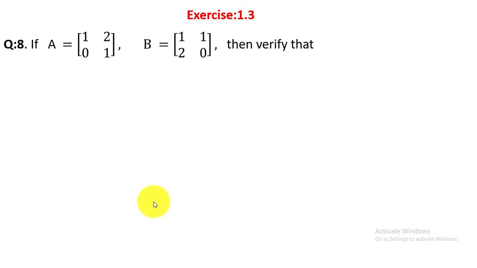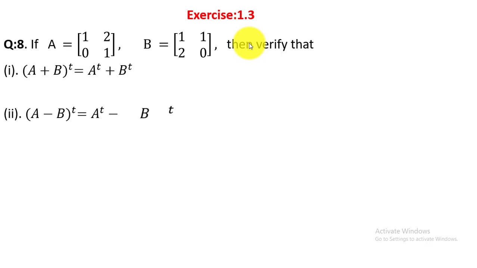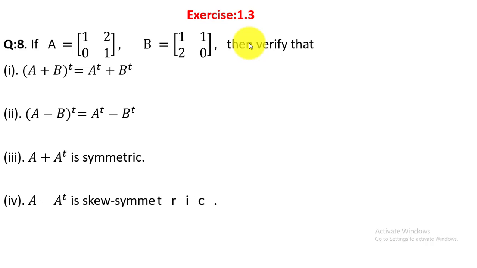Exercise 1.3. Here question 8 is: if A is equal to the matrix having elements 1, 2, 0 and 1, B is equal to the matrix having elements 1, 1, 2 and 0, then verify that in first, A plus B whole transpose is equal to A transpose plus B transpose. In second, verify that A minus B whole transpose is equal to A transpose minus B transpose. In third, verify that A plus A transpose is symmetric. In fourth, A minus A transpose is skew-symmetric.